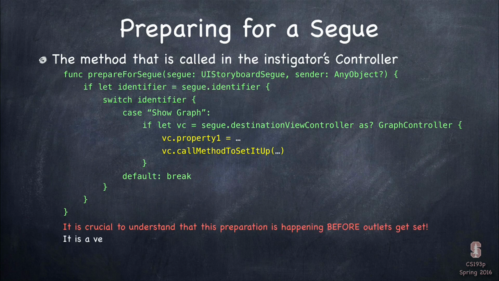All right. So it's really important to understand, and that's why it's in red here. I don't put things in red very often, but it's in red, that when you're doing this prepare of that destination view controller, it was only just created just now, femtoseconds ago. So its outlets have not been set. This happens before its outlets are set. This is quite annoying.